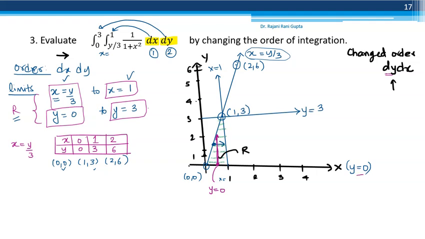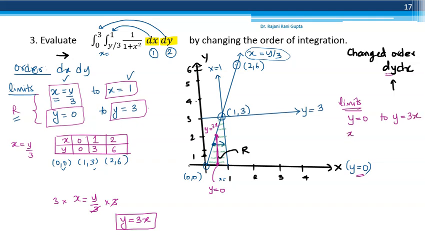Here, what is the value of y? 0, because it is the x-axis. And at this point, what is the value of y? If x is equal to y over 3, how will you get y? Just multiply both sides by 3. The 3s cancel, so you get y is equal to 3x. So this line is y equal to 3x. The limits for the new order of integration will be y equal to 0 to y equal to 3x. Now, what are the limits for x?